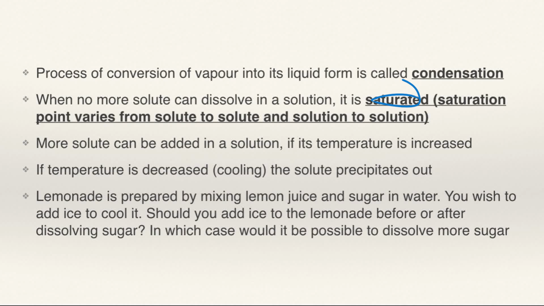For example, if you put sugar in water, it cannot be dissolved after a certain point of time. Okay, but if the temperature is increased, then more sugar can be dissolved, and if you cool it down, the sugar will come out of the water. This is called precipitating out.